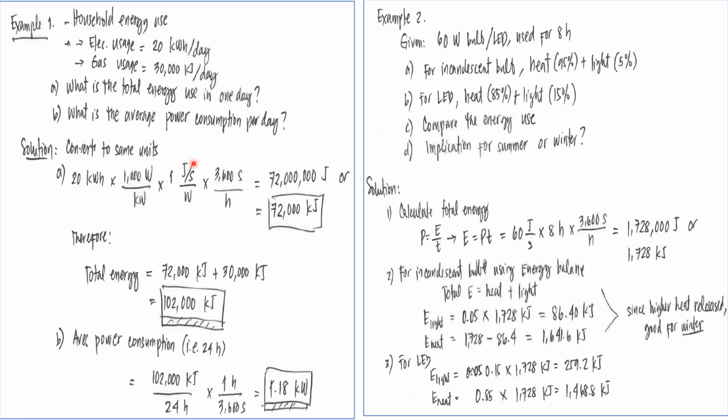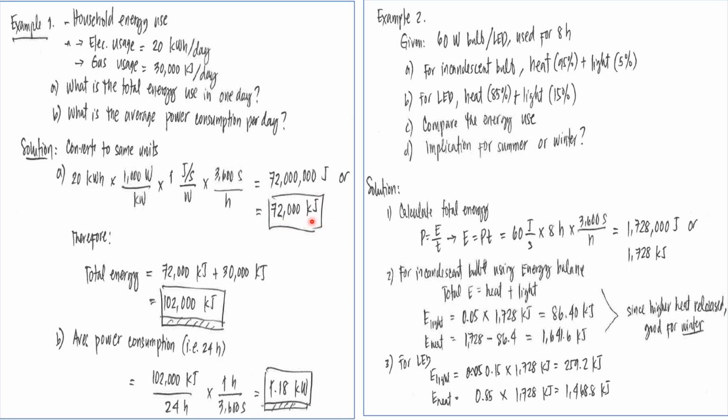And then 1 joule per second per watt, so we can cancel watt here. And in 1 hour, we need to cancel the hour here. We have 3600 seconds in 1 hour, so we can cancel the hour. So the second here also cancels the second here, and the remaining unit is joules. If you multiply this, it becomes 72 million joules, or to make it kilojoules, it's 72,000 kilojoules.